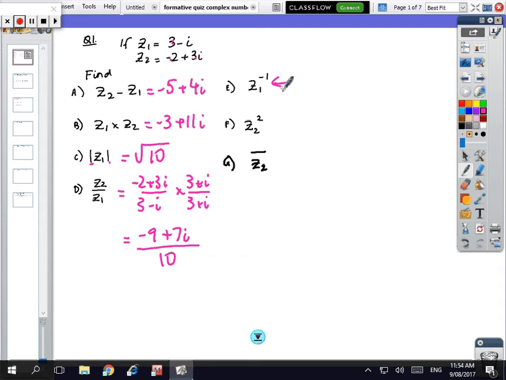This one here is the inverse of z, and so we just take the conjugate, which is 3 plus i, and divide by a squared plus b squared, which will be 10.